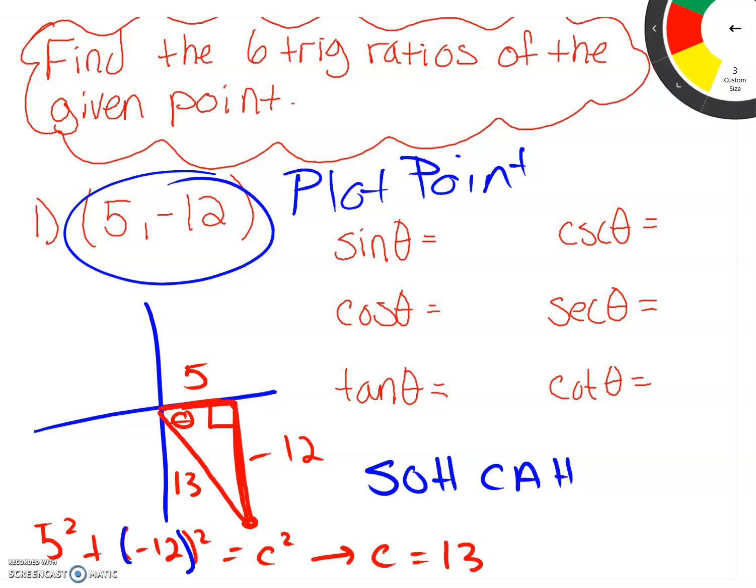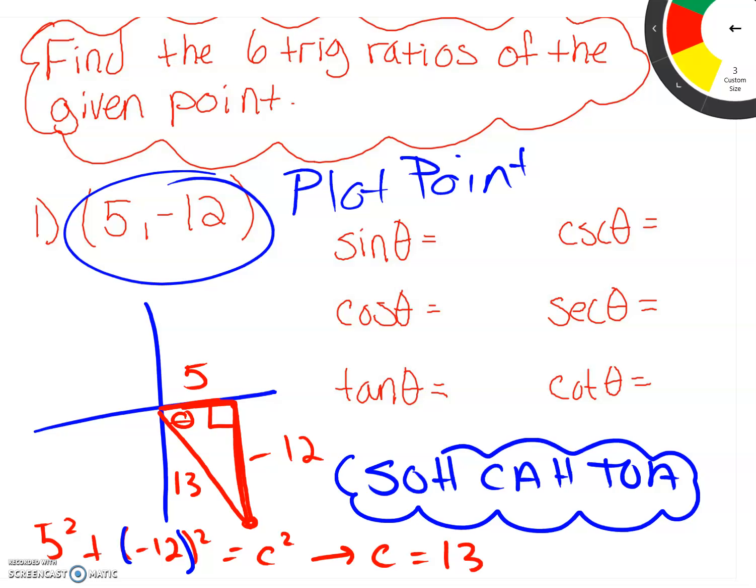It's SOHCAHTOA. That's all it is. You just got to draw the triangle so you know your side lengths. Then you can do SOHCAHTOA, or our trig ratios. So that means that sine would be opposite over hypotenuse. So sine would be -12 over 13. Cosine would be 5 over 13. And tangent would be -12 over 5.